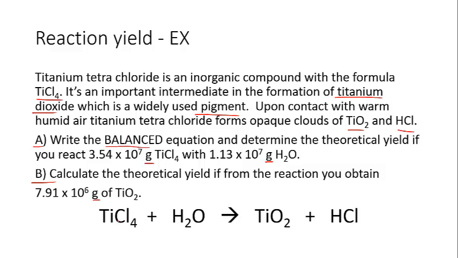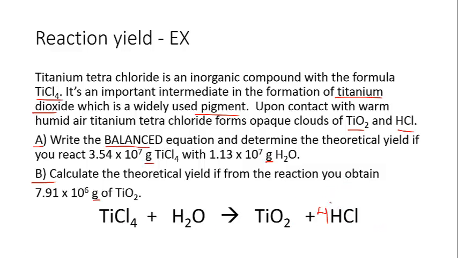So the first thing that we need to do is balance our chemical reaction. Titanium tetrachloride combines with H2O to yield titanium dioxide and hydrochloric acid. We can begin by balancing the chlorine by putting a 4 in front of hydrochloric acid. So that balances the number of chlorine. We have 4 on this side and 4 on this side.